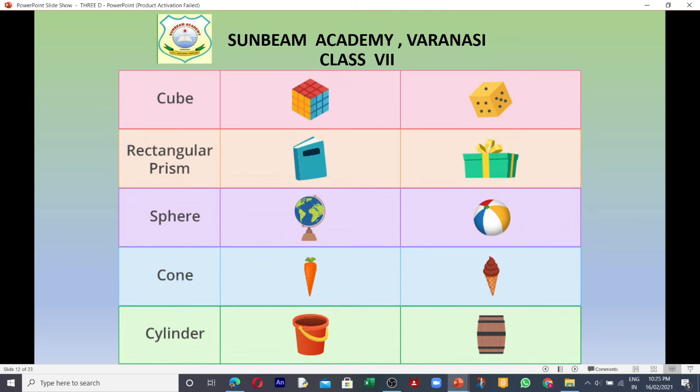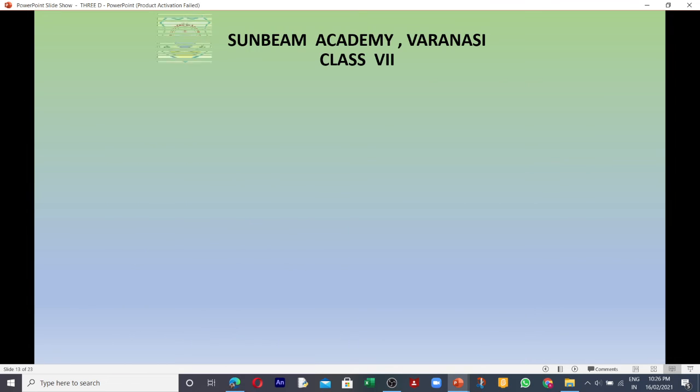Some examples, children. Some examples of cube, rectangular prism. What is rectangular prism, children? Rectangular prism means you will have the same base and same top. That solid shape is called rectangular prism, and the faces will be made up of either rectangle or square. Triangle नहीं होगा इसमें. You can see cone, you can see cylinder. Some examples are there. Pyramid में क्या होगा?